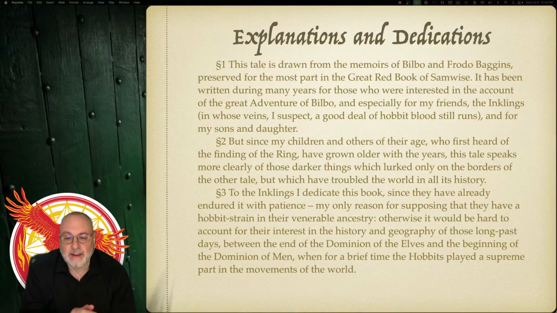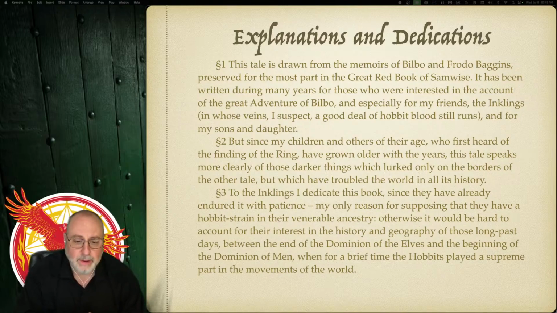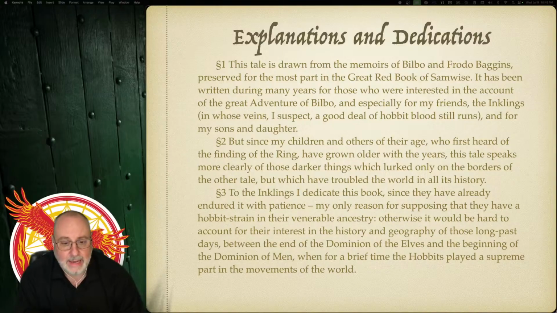To the Inklings I dedicate this book, since they have already endured it with patience, my only reason for supposing that they have a hobbit strain in their venerable ancestry. Otherwise it would be hard to account for their interest in the history and geography of those long-past days, between the end of the dominion of the elves and the beginning of the dominion of men, when for a brief time the hobbits played a supreme part in the movements of the world.